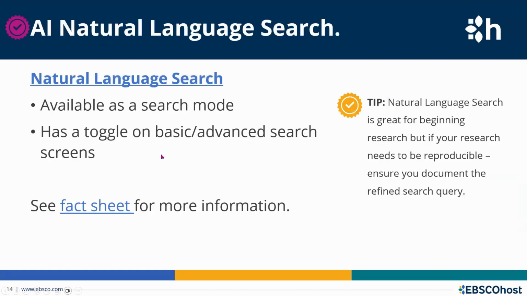So I'm going to show you how we can run a search using natural language. There is an option in the advanced search, in the search options, to turn that on. There is also a toggle on the basic screen as well. And I will just have a little disclaimer over here to say natural language search is great for beginning your research, but if your research needs to be reproducible, just make sure you're documenting the refined search query. So it's a great tool for starting out, but if you're an advanced researcher, you may still want to create your own search strategies. But as you'll see, it'll give you a good starting point.